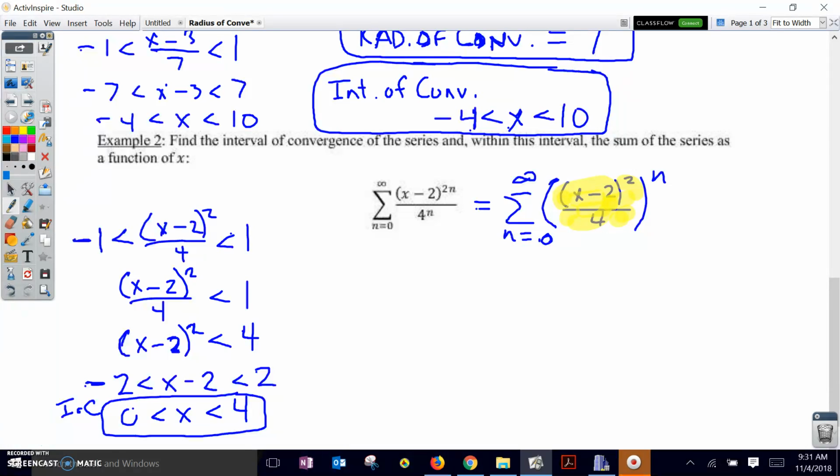Now, we're asked to find the sum of this series as a function of x. If you think back to when we first talked about geometric series, the sum of the series was equal to a over 1 minus r, and so the sum here is going to be equal to a, which is the value of this when n is 0, that's 1, so a over 1 minus r, and the r value is what we use to find the interval of convergence.